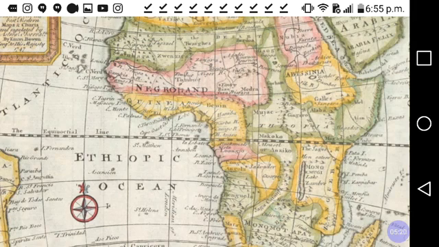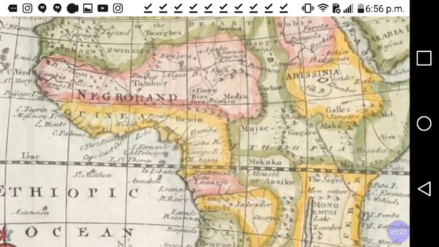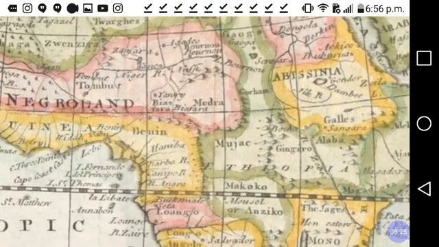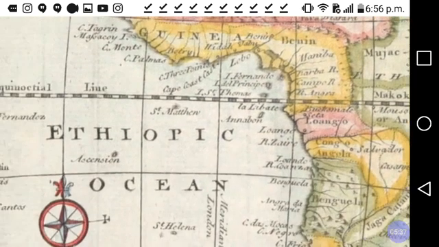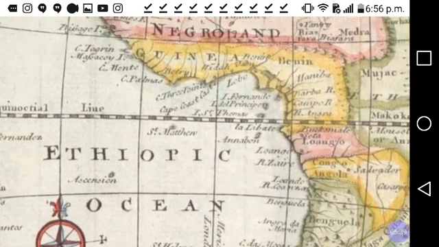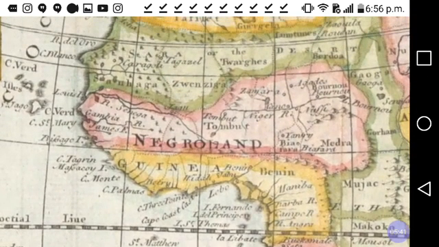But looking at this map, again, we see over here Ethiopia. Note this right here. Here we have Ethiopia, and up here we have Abyssinia. And you see where it says the Gales, the Gullahs, the Galas, right? So Ethiopia is right here. And then the ocean is called the Ethiopic Ocean. We showed you from the beginning where right here, where it has Negroland, it was called Lower Ethiopia.